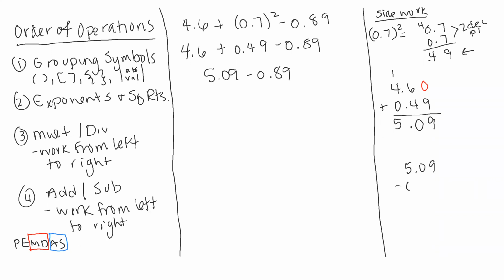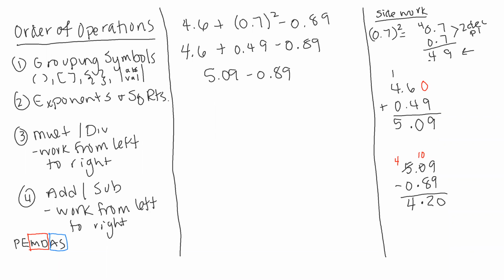5.09 minus 0.89. Again, we're going to line up the decimal points and we're going to subtract. So 9 minus 9 is 0. It kind of depends on how you look at this. There's a shortcut, but we're just going to do the whole process with borrowing and everything. I cannot take 8 from 0, so I come and borrow 1 from the 5. That makes it a 4, and the 0 becomes a 10. Okay, so 10 minus 8 is 2. Drop down your decimal. 4 minus 0 is 4.